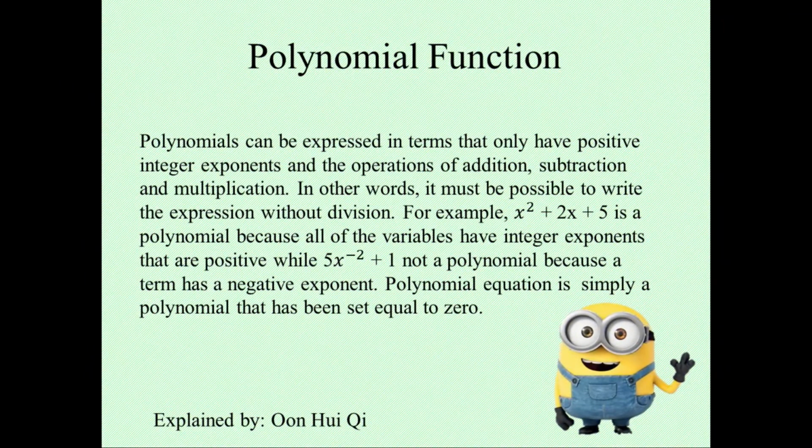A polynomial can be expressed in terms that only have positive integer exponents and the operations of addition, subtraction, and multiplication. In other words, it must be possible to write the expression without division. For example, x squared plus 2x plus 5 is a polynomial because all of the variables have integer exponents that are positive, while 5x to the power of negative 2 plus 1 is not a polynomial because a term has a negative exponent. A polynomial equation is simply a polynomial that has been set equal to 0 in an equation.